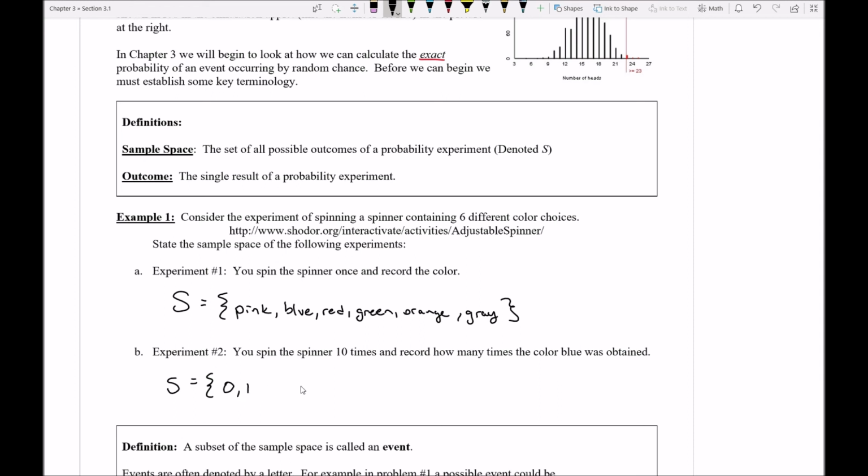I could get it 1 time, and I could pretty much keep repeating this increase of 1 all the way up until, well, the max number of times that I could ever get a blue would be 10 times, right? All 10 spins, maybe I land on blue 10 times in a row. It could happen like that. So this is the idea of what we refer to as a sample space. And each one of the individual items within the sample space is what we call an outcome.